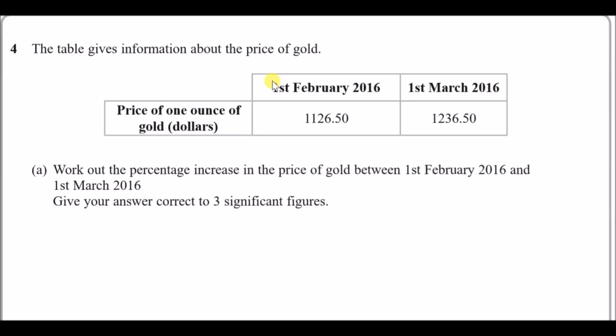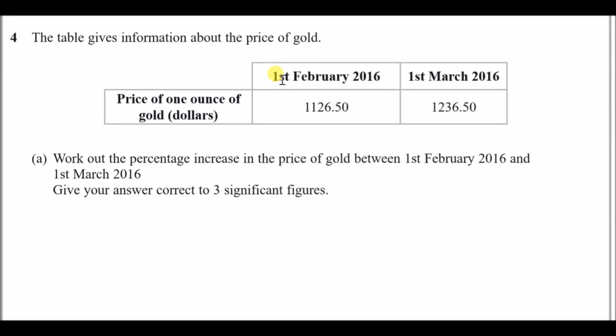Let's move on. So number 4, information about the price of gold. The price of 1 ounce of gold in dollars is $1,126.50, and that was on the 1st of Feb. And then 1 month later, it went up a bit. Now A, work out the percentage increase between these two dates of these two gold figures.